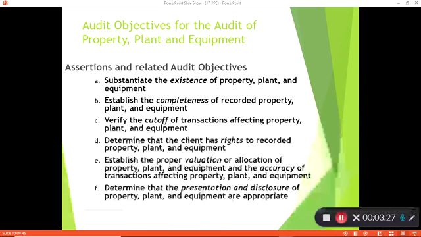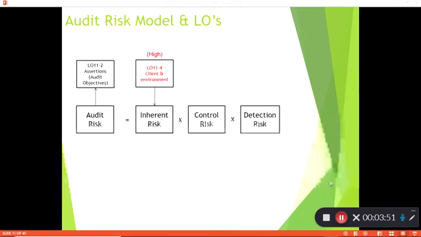Valuation is partly gross PP&E minus accumulated depreciation, but also it includes impairments. And then the accuracy of the actual transactions. These 2 are often paired together. And then lastly, presentation and disclosure, which we really won't get to, but it's essentially what you did in your intermediate classes around PP&E disclosure.